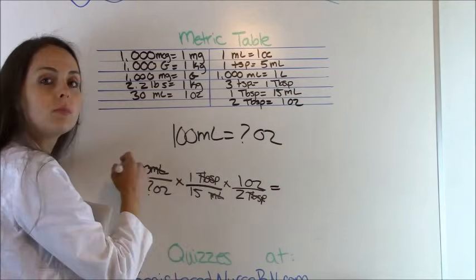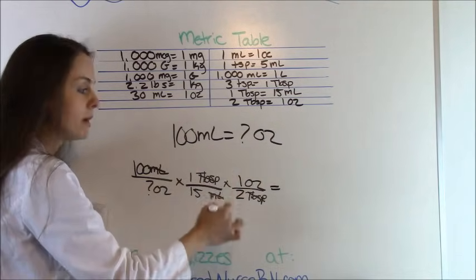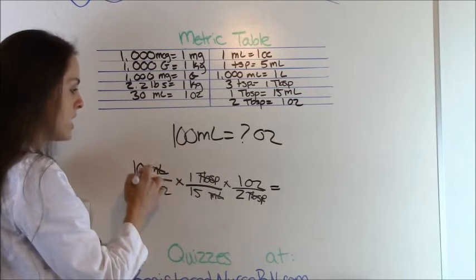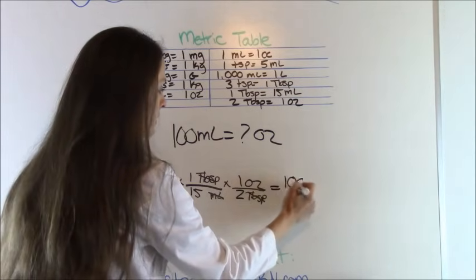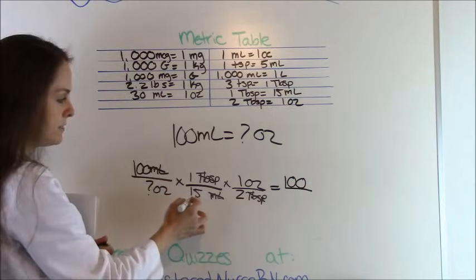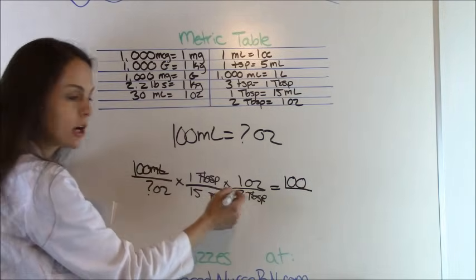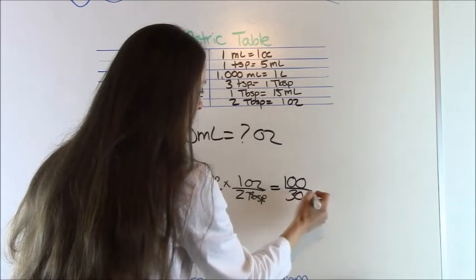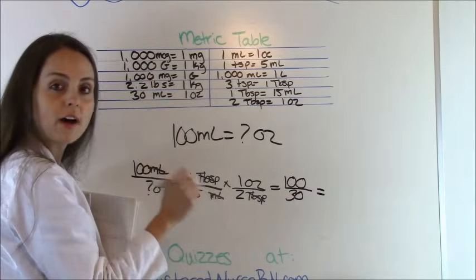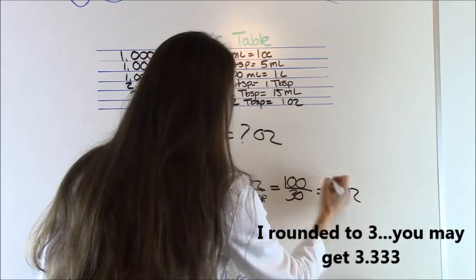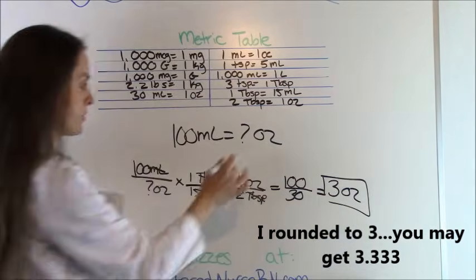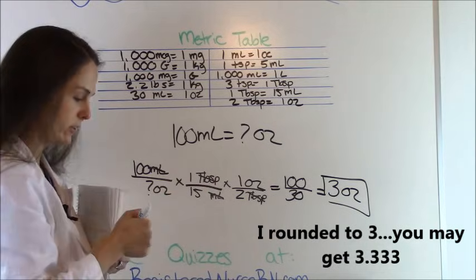So we are going to multiply everything at the top and bottom and then divide. 100 times 1 times 1 is 100. And 15 times 2 is 30. 100 divided by 30 is 3. So your answer is there are 3 ounces in 100 milliliters.